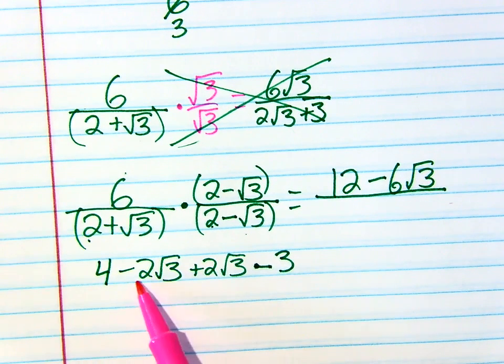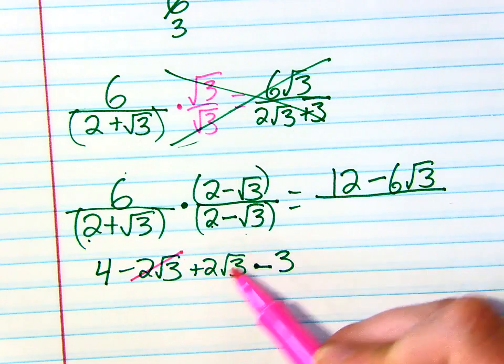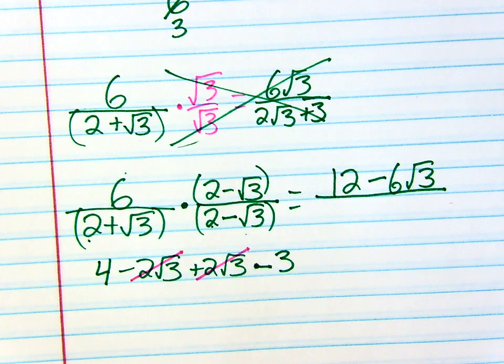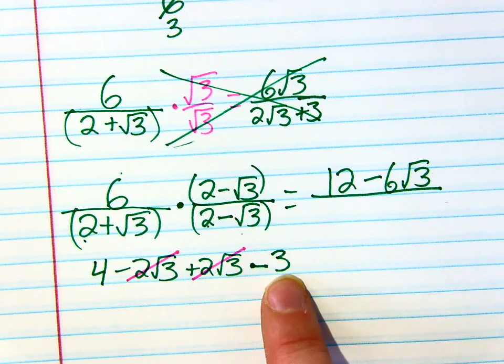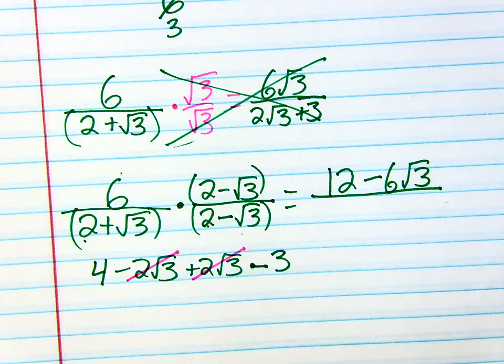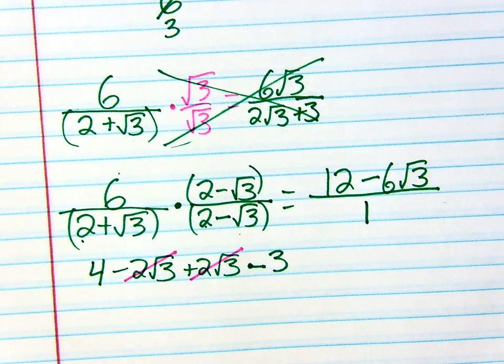Now, take a look. These two cancel each other out. Minus 2 root 3 plus 2 root 3. That should happen every single time. If you did this right, the square roots are automatically going to cancel out. Now, all I have left is 4 minus 3, so my denominator is really just 1. So I don't even need to write the denominator.